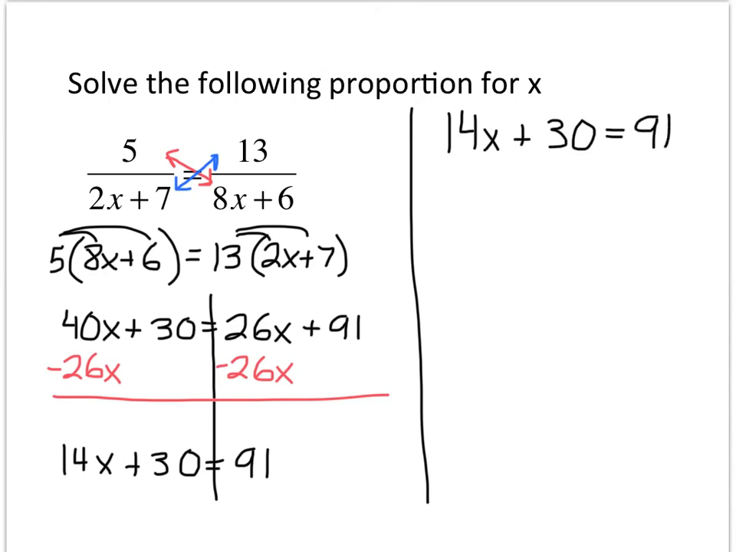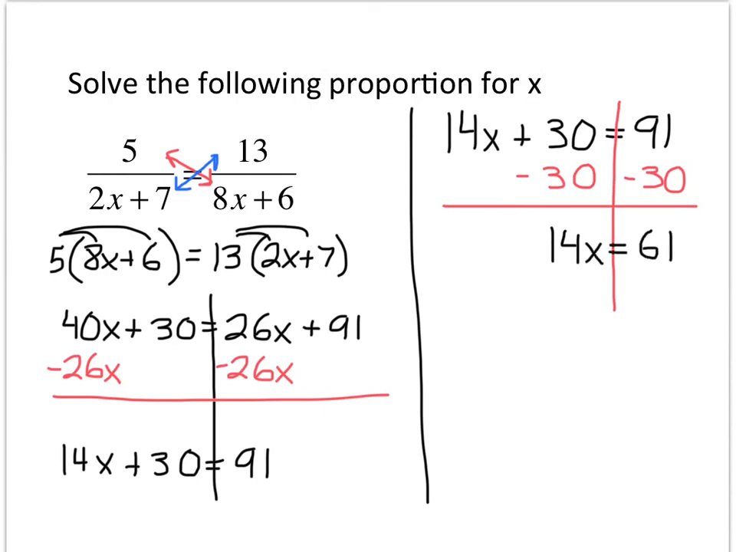I have multiplication by 14 and addition by the 30. By inverse PEMDAS, or opposite order PEMDAS, I need to first deal with the positive 30 by subtracting 30. This leaves me with 14x equal to a 61. And then finally, to deal with the 14, since that's being multiplied, I apply the inverse, which is division.